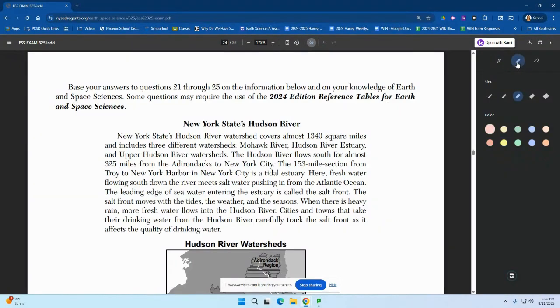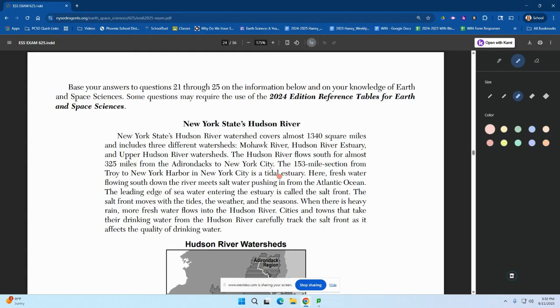All right, base your answers to questions 21 through 25 on the information below and on your knowledge of Earth and space sciences. Some questions may require the use of the 2024 edition reference tables for Earth and space sciences. We're starting a new cluster for question 21, and it's going to go through question 25.